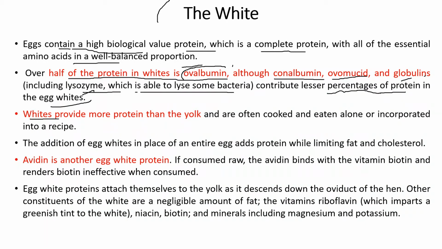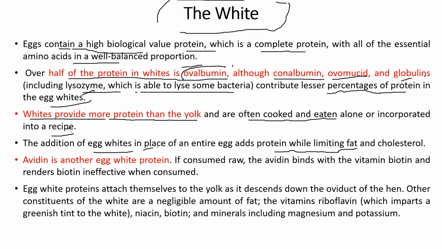So next, the whites provide more protein than the yolk and are often cooked and eaten alone or incorporated into a recipe. And the addition of egg whites in place of the entire egg adds protein while limiting fats and cholesterol. So this is a very good feature of egg whites. Egg whites do not contain phospholipids or triglyceride oils, whereas it mainly contains just proteins. So generally, those who are in the fitness industry prefer to just have the white part of the egg, leaving the yellow part.